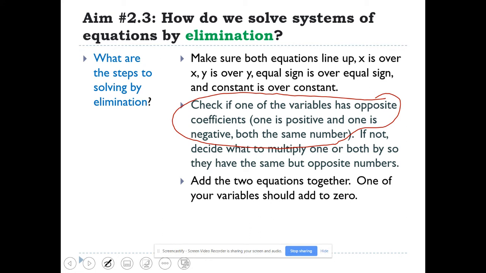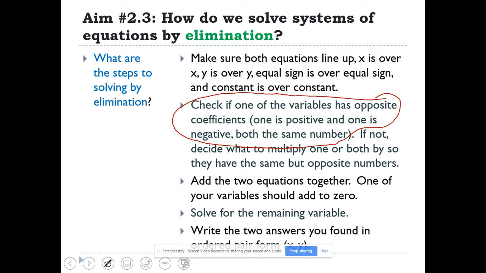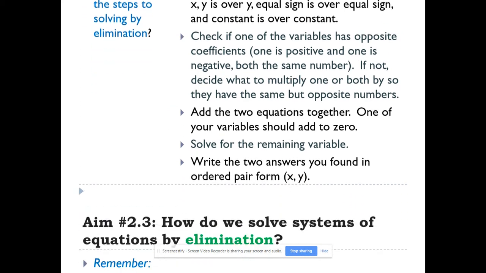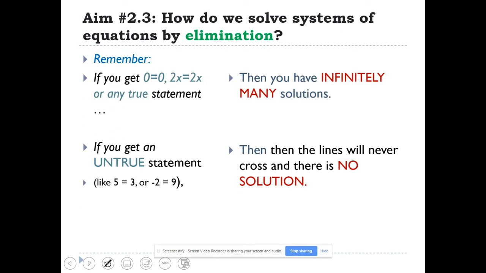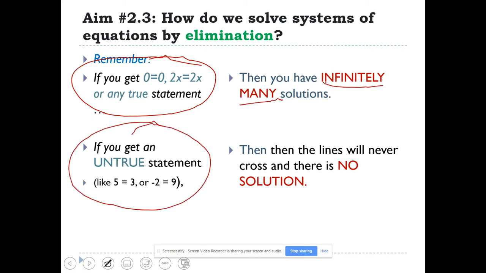Once we've done that, add the two equations together. One of your variables should add to 0. Solve for that remaining variable. Write the answer you found in ordered pair form, x, y, with parentheses around it. Remember, we still have those special solutions of true statements having infinitely many, and false statements or untrue statements are parallel lines that will have no solution.